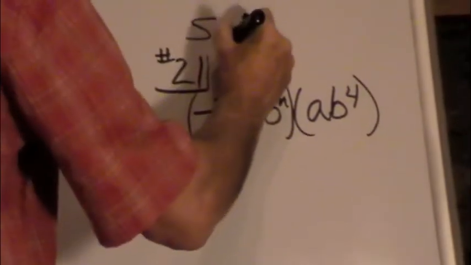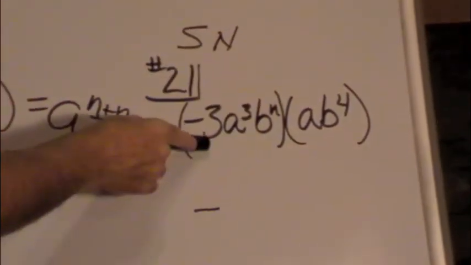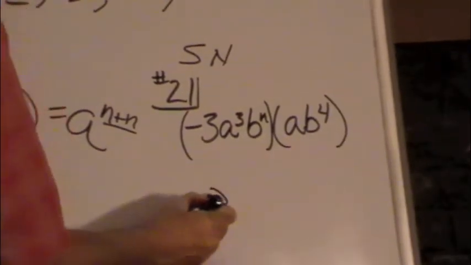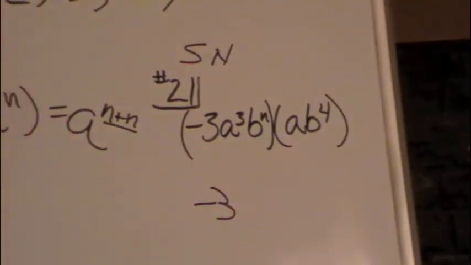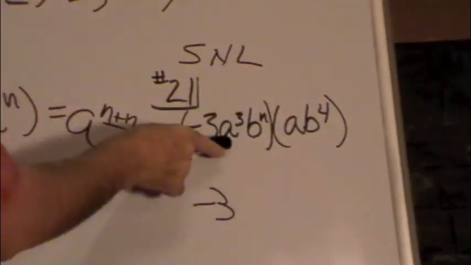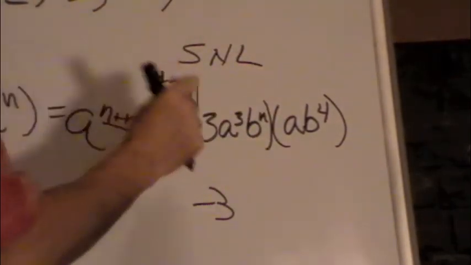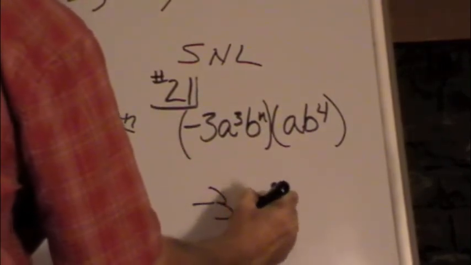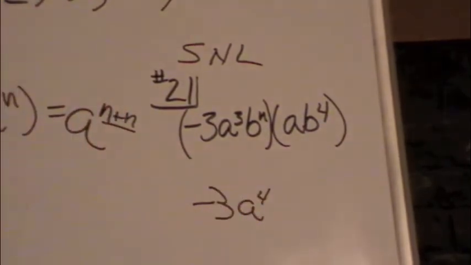Now let's do our numbers. What number is that? 3 and 1. So it's a negative 3. Do you see that? That's the only number there. Let's do our letters now. How many A's do you have here? 3 of them. How many A's there? 1. What's 3 plus 1? A to the 4. That's really nice.